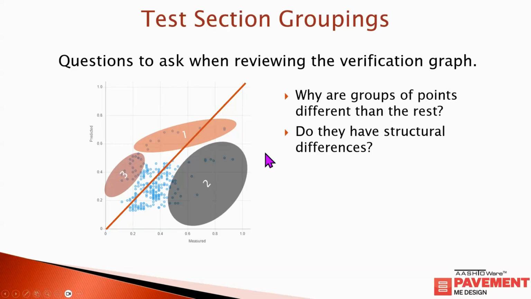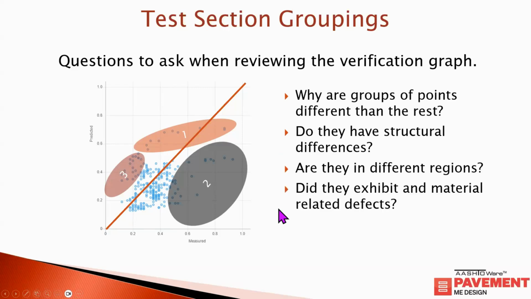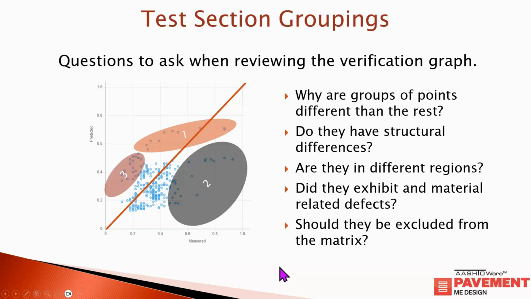Are there structural differences, that you can identify thicker from thinner sections by doing this? Are they in different environmental regions? Did they have some type of material-related defect that was known at the time of construction, perhaps? And finally, should they be excluded from the matrix? So you can exclude the data, and you can improve the fit. But the problem is you're narrowing the applicability of the model to your performance sections.